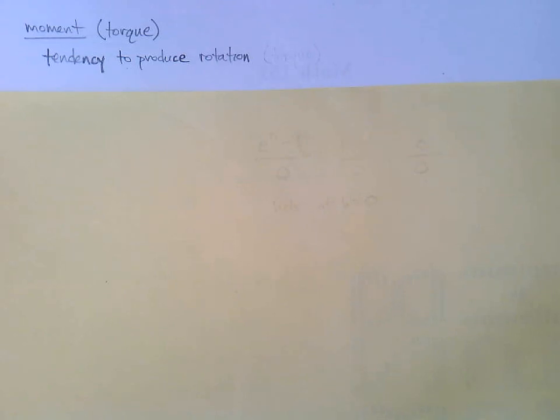Okay, so to begin center of mass, we're going to start by defining the word moment. Moment is the tendency to produce rotation. You may have heard of the word torque. They mean the same thing. A moment or torque: how much potential or tendency do you have to produce some kind of rotation?